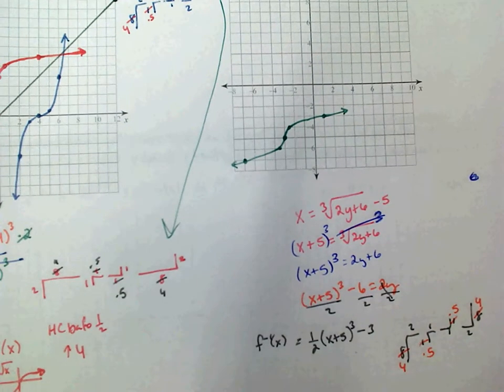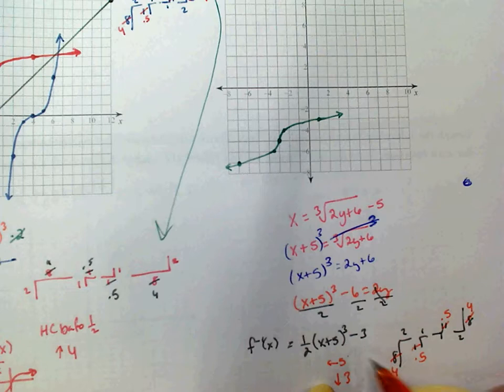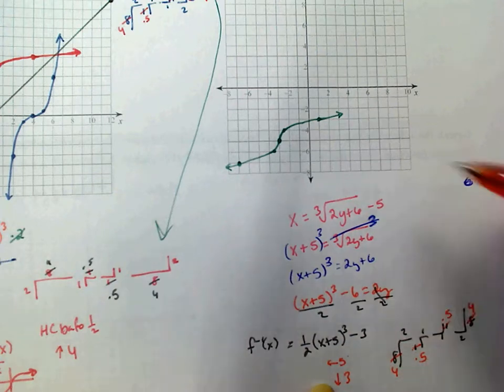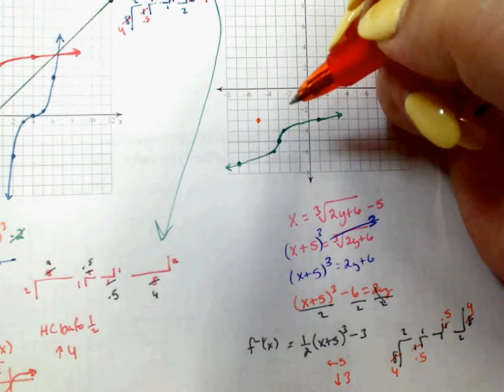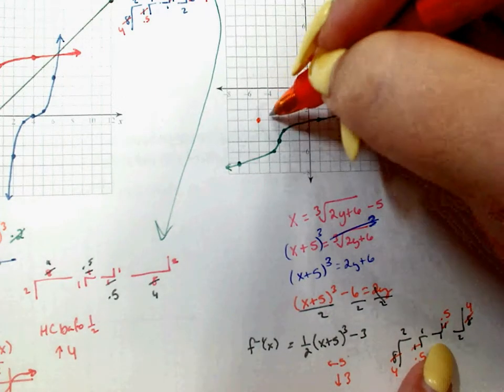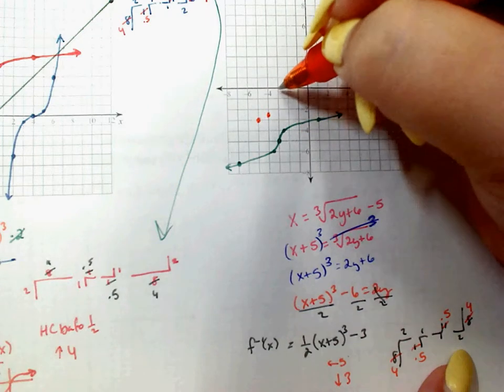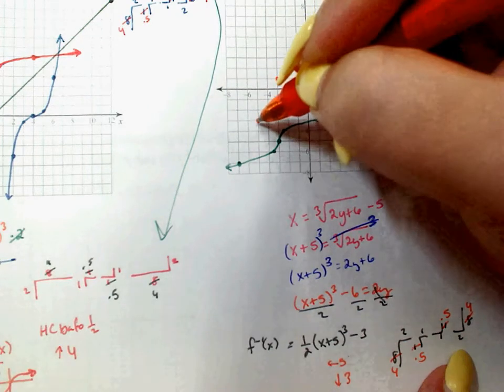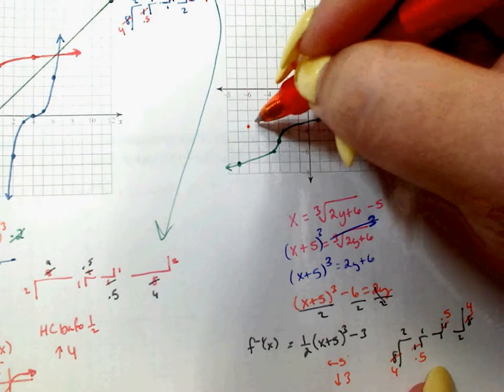Okay, so I'm going to take my transformations, which are left 5 and down 3. Left 5 down 3, and then apply the compression. So left 5 down 3. Okay. I'm going to go to the right 1 and go up 1/2. I'm going to go to the right 2 and go up 4, 1, 2, 3, 4. I'm going to go left 1 and down 1/2. I'm going to go left 2 and down 1, 2, 3, 4.